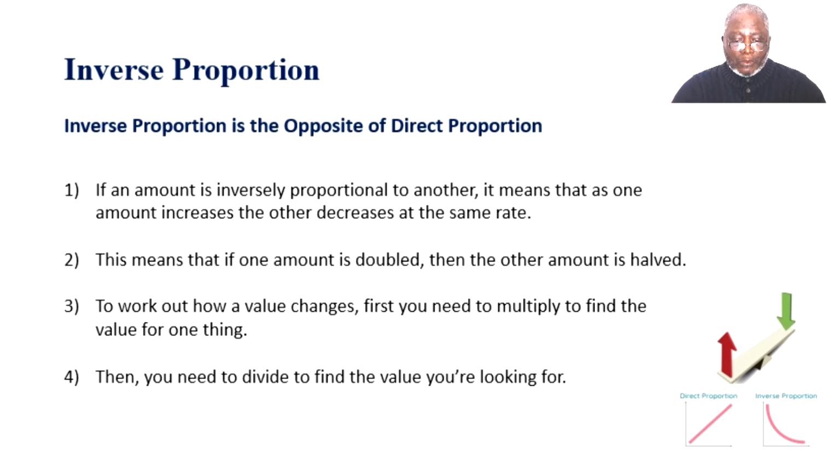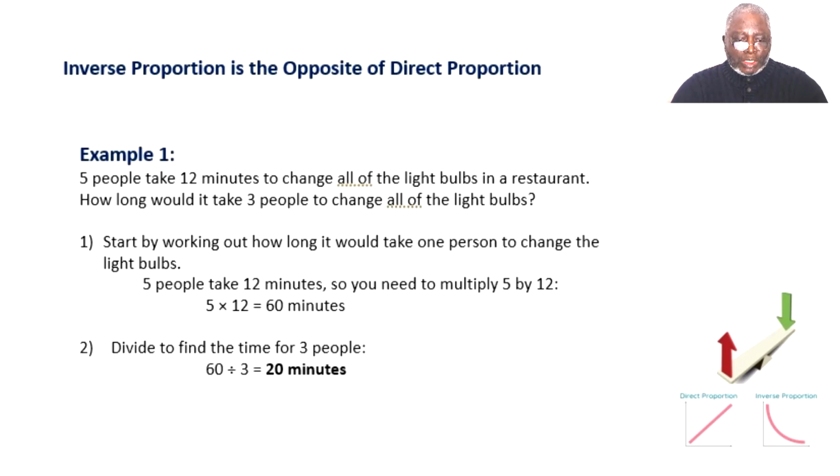To work out how a value changes, first you need to multiply to find the value for one thing. Then you need to divide to find the value you're looking for. It can be a little bit confusing, but just concentrate on it and read through as many times as you have to get it. And then, of course, look at the examples. Let's do that now. Example 1 of inverse proportion.